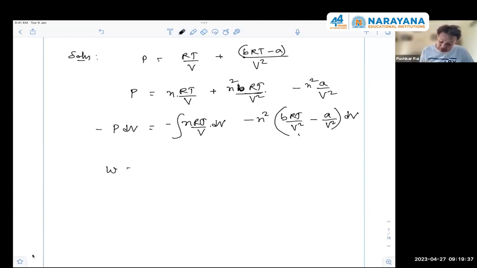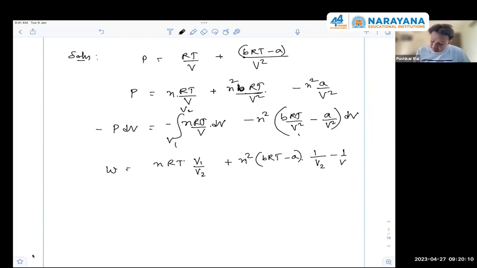So the W is equal to, if you take it V1 to V2, nRT ln V1 by V2, and minus n square, if we take bRT minus A common and 1 by V square, that means 1 by V with a negative sign, negative will become positive. So 1 by V2 minus 1 by V1. Am I right?